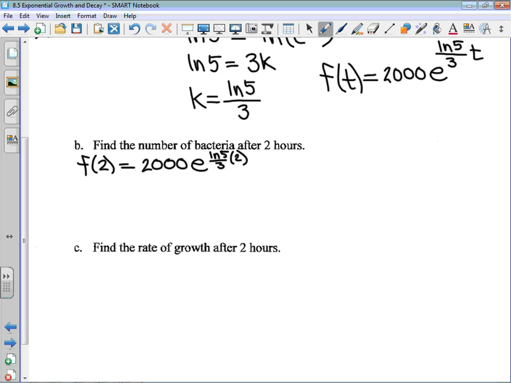What I get is 5,848, just rounding to the nearest whole number. And there's that much. I guess it'd be bacterium? No, bacteria, right? Bacteria is the plural, I believe. Not a bio teacher. All right, find the rate of growth after 2 hours.